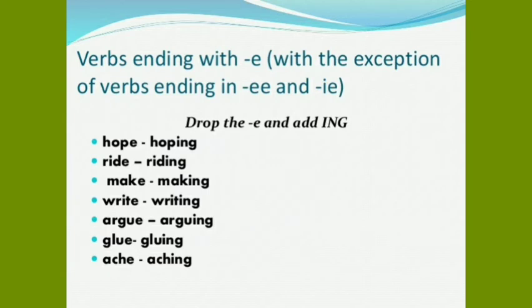For example, hope. Here this verb hope ends with single E, you need to omit the E and add ING. Hope, hoping. Ride, riding. Ride, this verb also ends with single E. Ride, riding. You need to omit the E and add ING. Make, you need to omit the E and add ING. Making. Write, you need to omit the E and add ING. Writing. Argue, you need to omit the E, arguing.